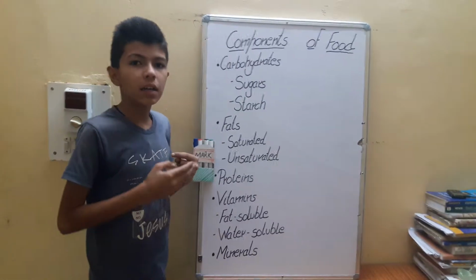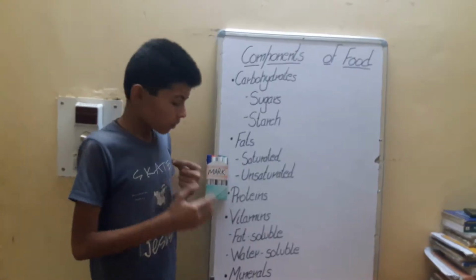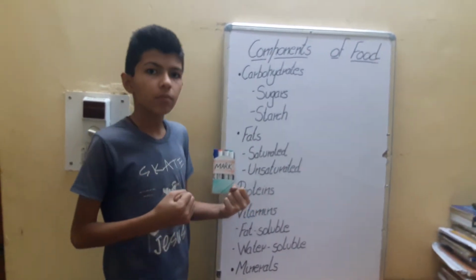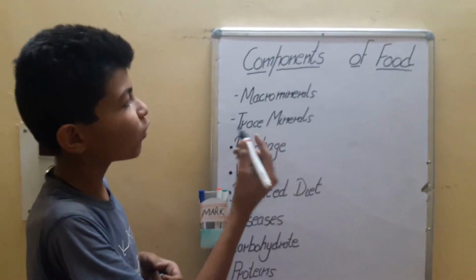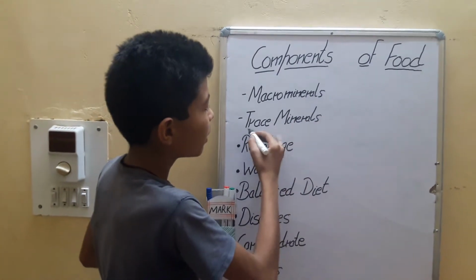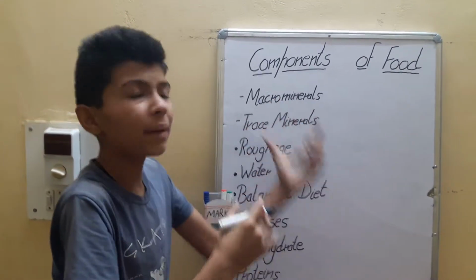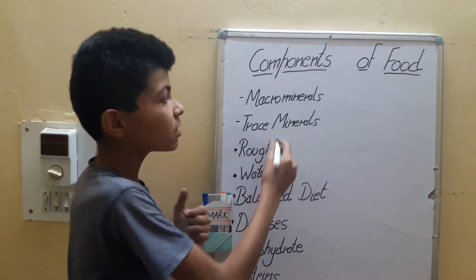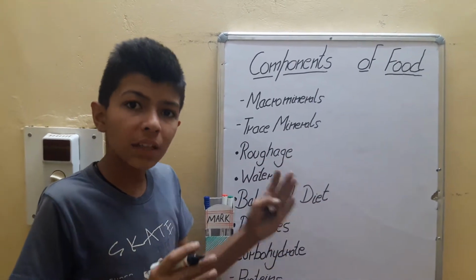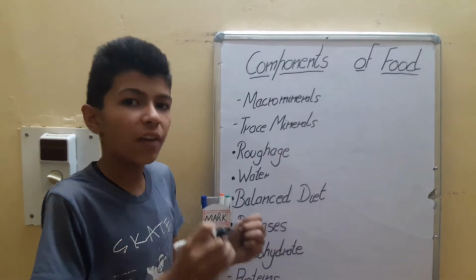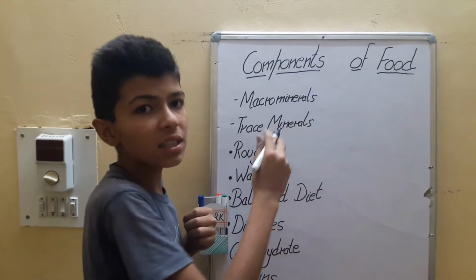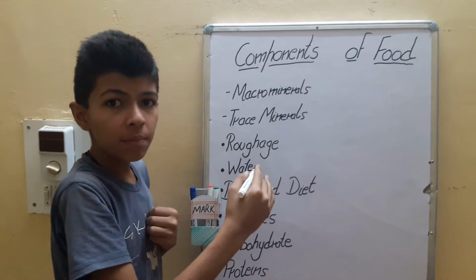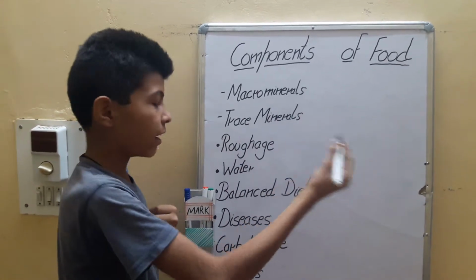Next we have minerals. Minerals help us for the proper functioning of our body. Minerals are of 2 types: microminerals and trace minerals. Microminerals are the minerals which are required in a large quantity by the body, and trace minerals are the minerals which are required in a lesser amount by our body. Examples of microminerals are calcium, potassium, and trace minerals are zinc, copper, iron.